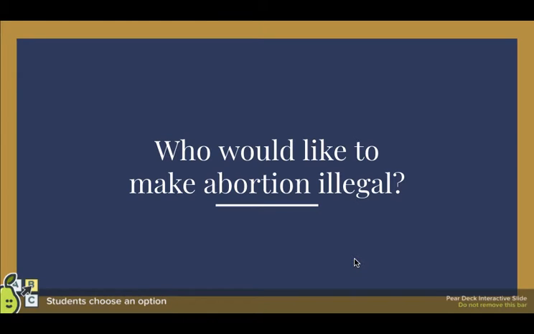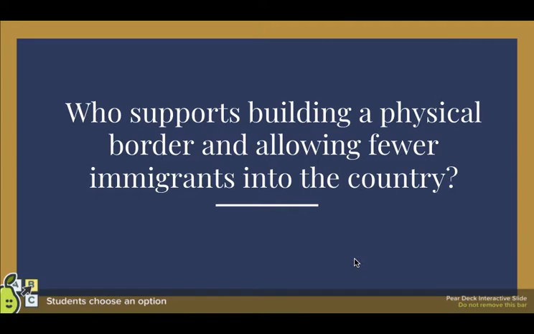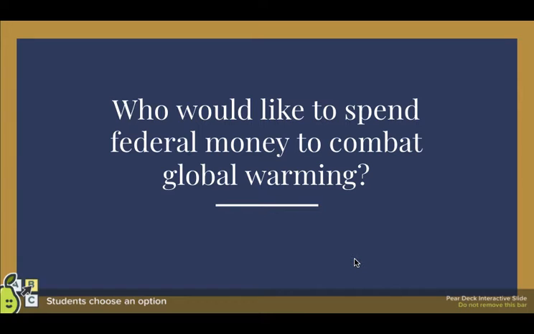Who would like to make abortion illegal? That's usually Republicans. They're usually pro-life. Who supports building a physical border and allowing fewer immigrants into the country? That's typically a Republican perspective. Who would like to spend federal money to combat global warming? That is a liberal Democrat perspective.